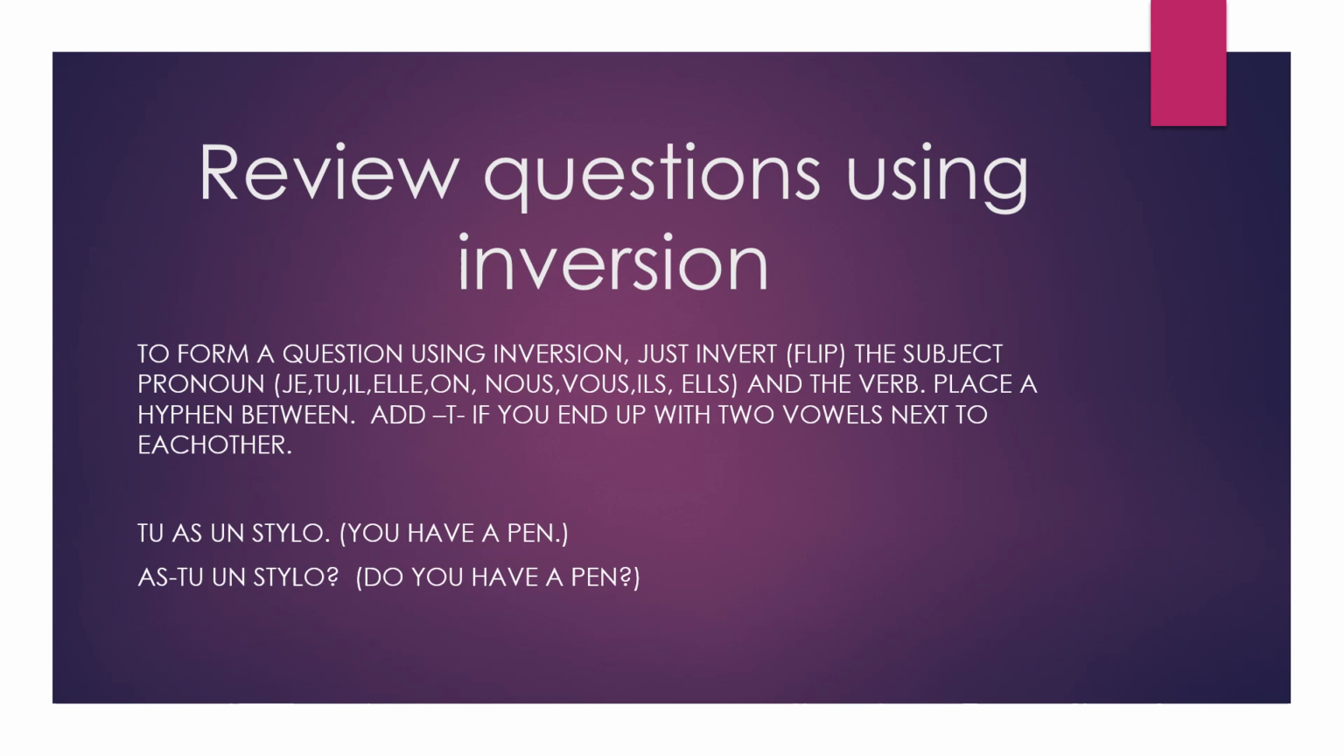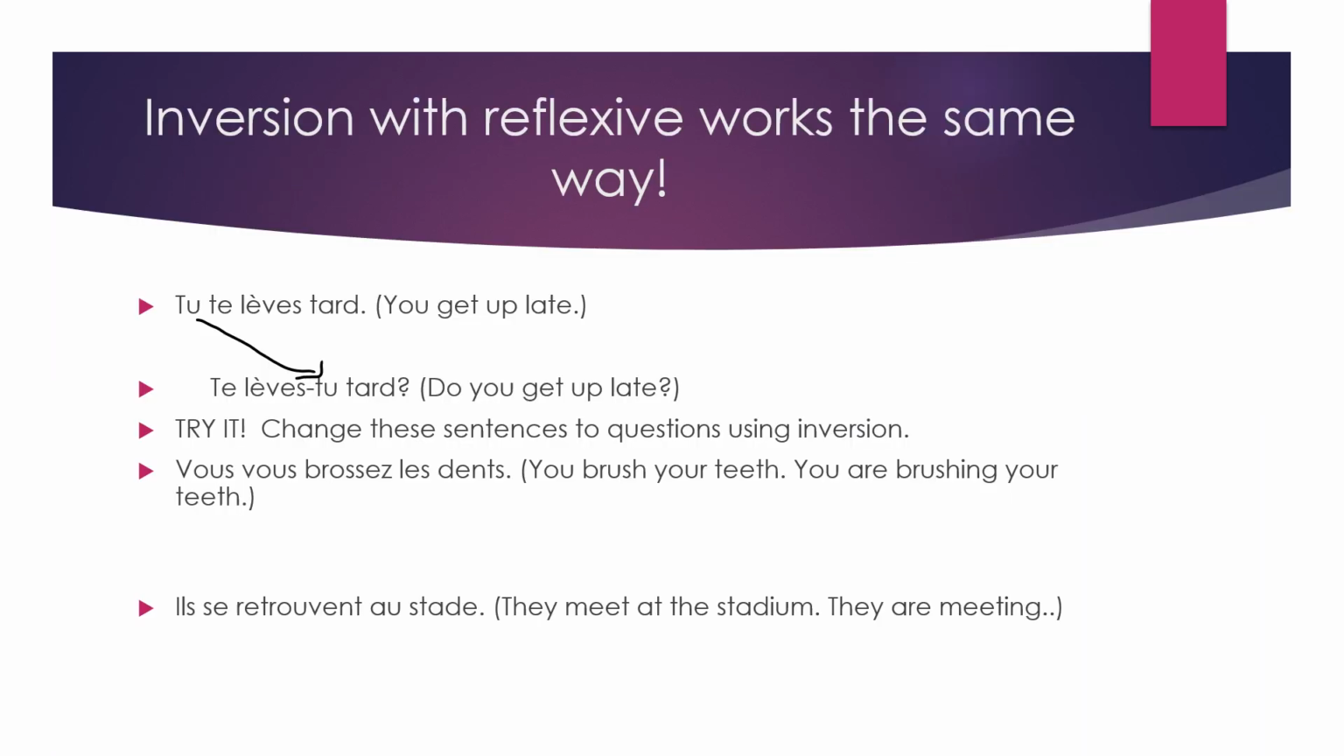You just have to remember that you are not going to touch the reflexive pronoun. So here you see a regular verb. Tu as un stylo is a sentence. As-tu un stylo? All right. So it works the same way. We're going to put tu after the verb, put a hyphen between. Okay. We just don't touch the reflexive pronoun.